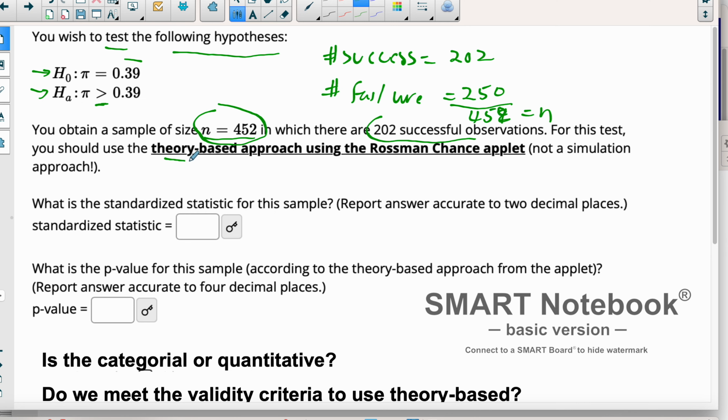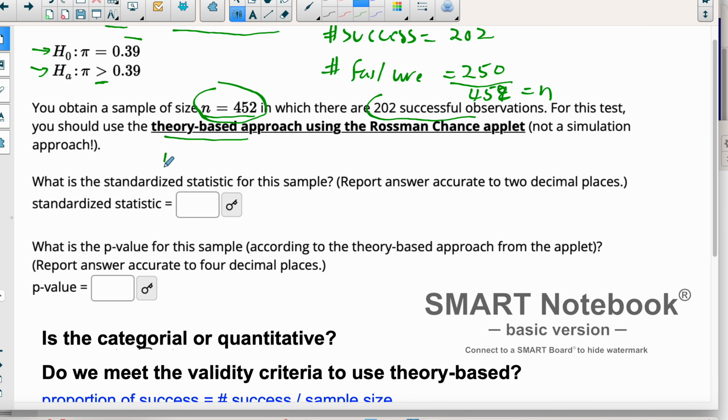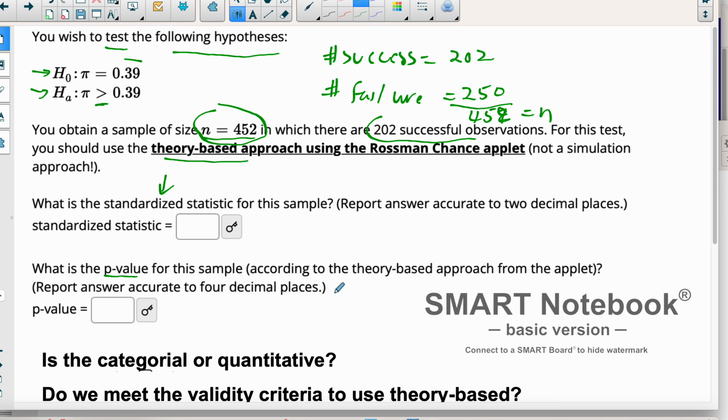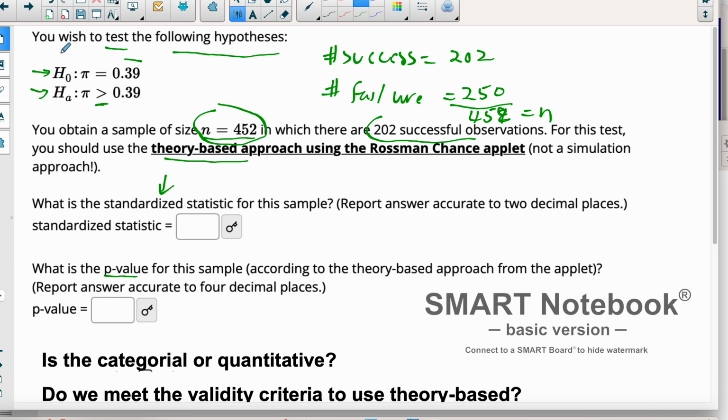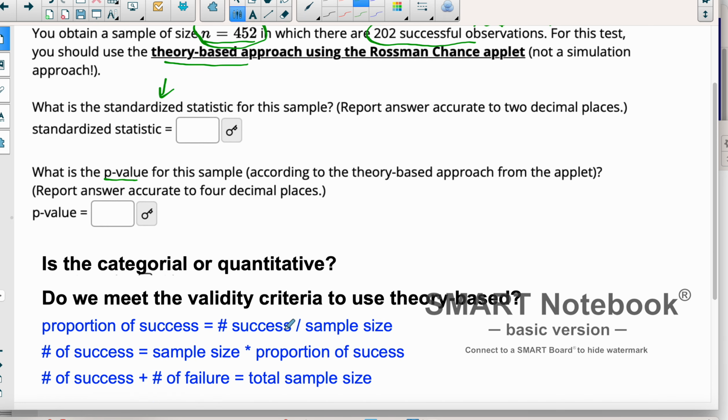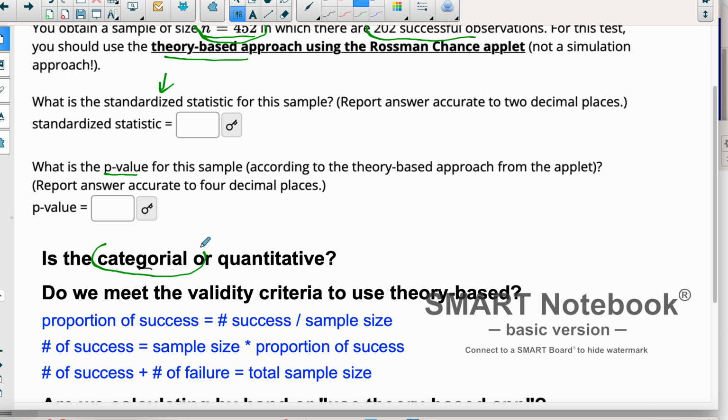All right, it says use a theory-based approach, not simulation. It wants to know the standardized statistic, okay? And it wants the p-value from the theory-based approach. All right, so if you didn't immediately know what type of problem this is, is it categorical or quantitative? Well, we have a pi, so that means it's categorical.